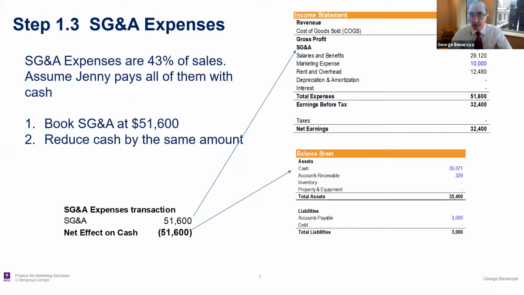Then she will think about her expenses. We know that they are 43% of sales, and she pays all of them in cash. She doesn't owe money to other people. So first, we will book her expenses, also called SG&A, or selling and general admin, into that line. And then we are going to reduce our cash by the same amount, $51,600.